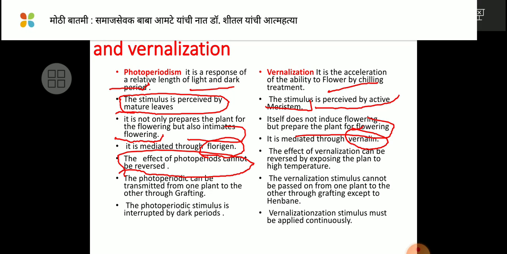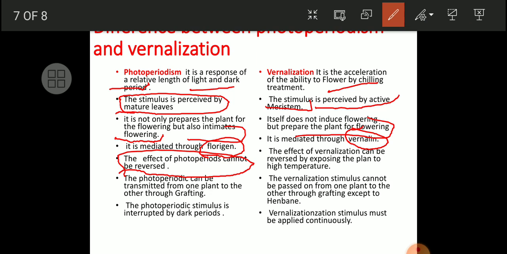But in case of vernalization, we have already seen that if the vernalized seeds or buds are again treated immediately with high temperature, then reversal is possible in case of vernalization, but that is not possible in case of photoperiodism.